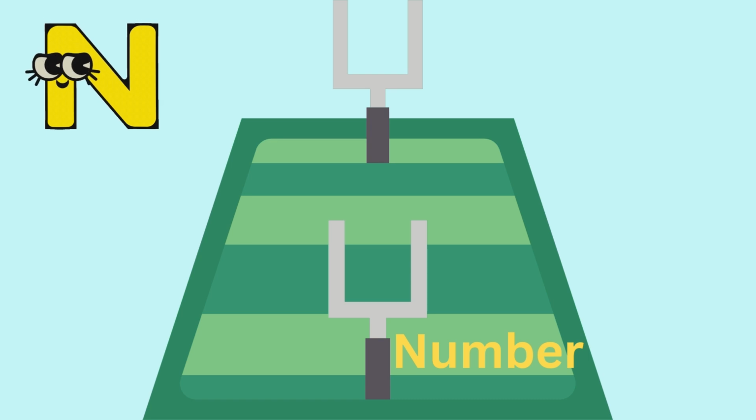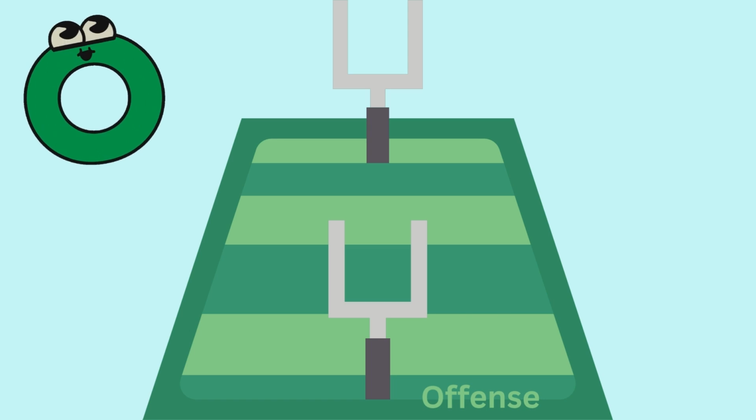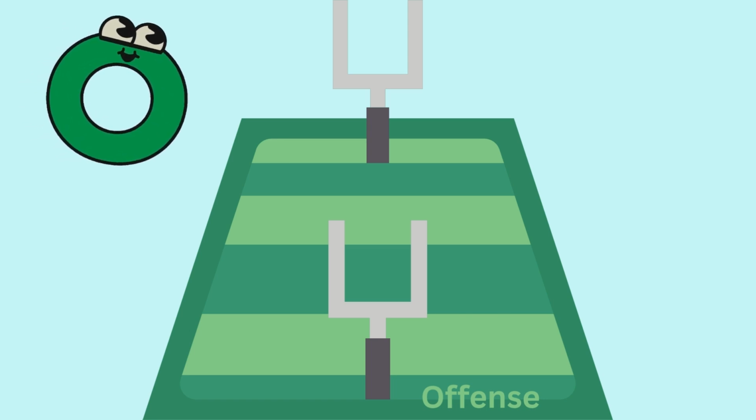O is for offense. The offense tries to score points. P is for pass. The quarterback throws the football to a teammate.